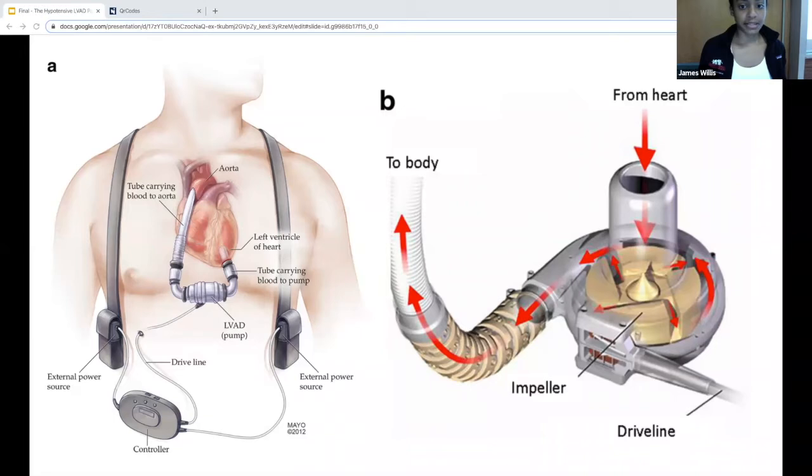And there's a driveline, a bundle of wires that provides power to the pump and sends operating details from the pump back to the controller. It has an external and internal part that's tunneled subcutaneously from the epigastrium to the pump. On the right is an example of a centrifugal flow pump. There's an impeller, or rotor, that's magnetically levitated and spins, basically throwing blood forward.